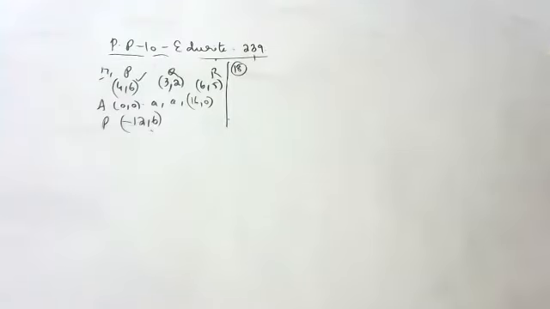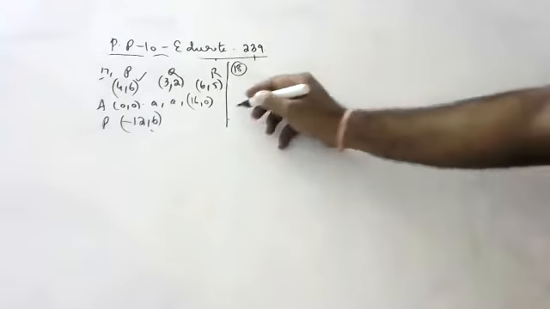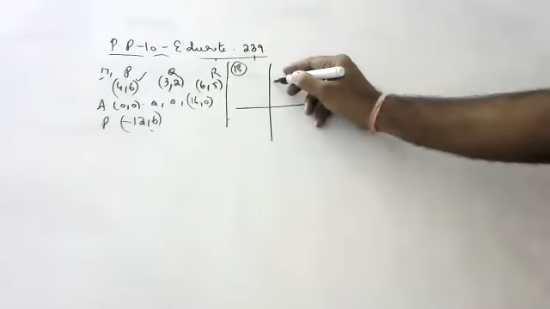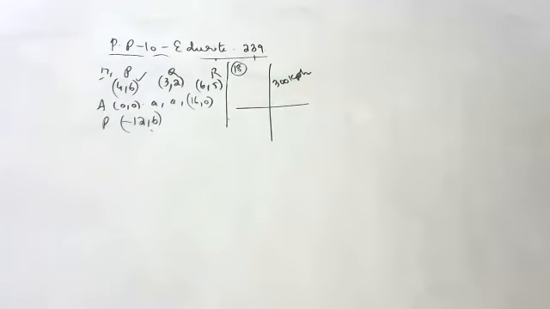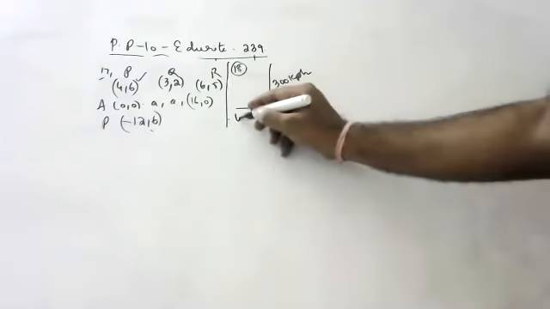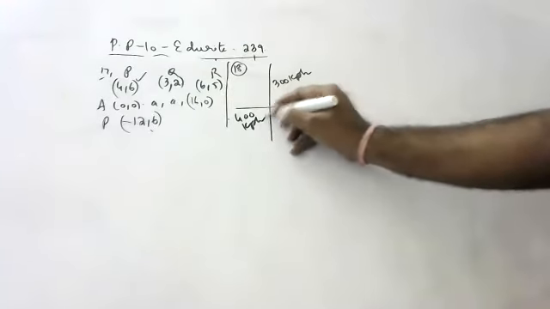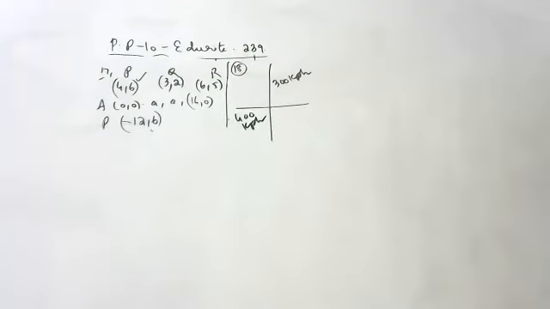Next question, the 18th question. An aeroplane. Children, one aeroplane is going at the speed of 300 kmph. At the same time, another aeroplane is going at 400 kmph. Okay, so the question is, distance traveled by the first aeroplane in 1.5 hours.